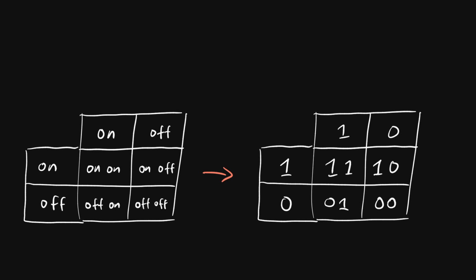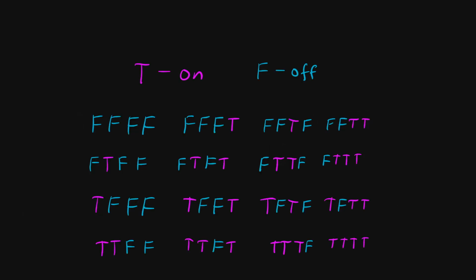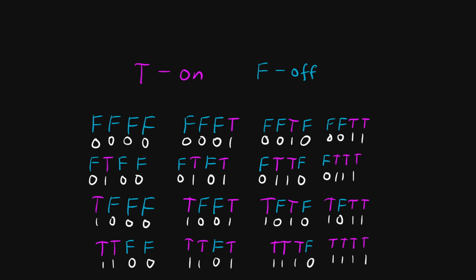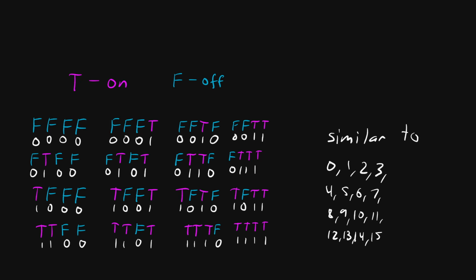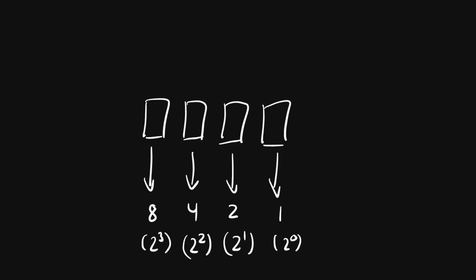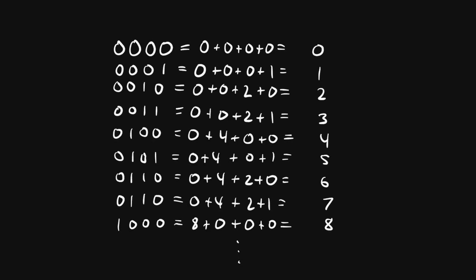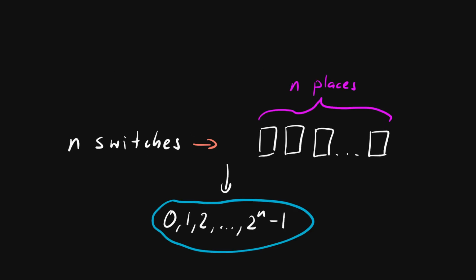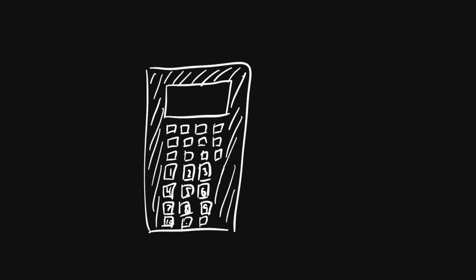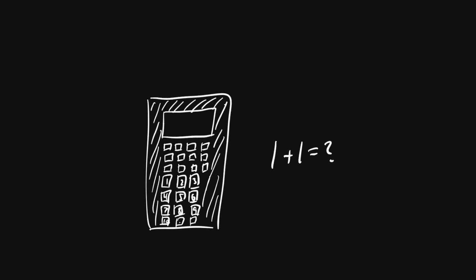Now let's see what happens when we add even more switches, say 2 more. Here are all the different combinations that these switches can have, and here are their representations using our newly invented binary system. This seems awfully similar to our familiar base 10 system for counting. In fact, if we just let each of these positions correspond to 2 to the power of the position, we can essentially use this system to count from 0 to 15. Now if we have n switches or transistors, we can use them to count from 0 to 2 to the n minus 1. So that's how calculators and computers count, but how do they perform arithmetical operations?